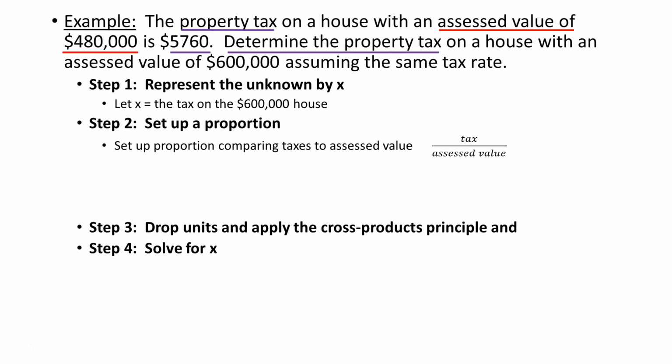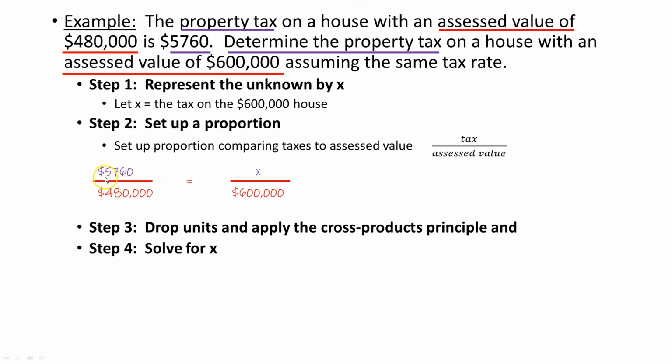Then we have to determine the property tax, which means our property taxes are unknown on a house with an assessed value of $600,000. Okay, so we're going to let X be the tax on the $600,000 house, and we're going to set up the proportion comparing taxes to assessed value. So this is what I mean by paying attention to the values for the top and bottom of the fraction, or the ratio. So the property tax, we're going to put the tax on the top of our proportion and the assessed value on the bottom.